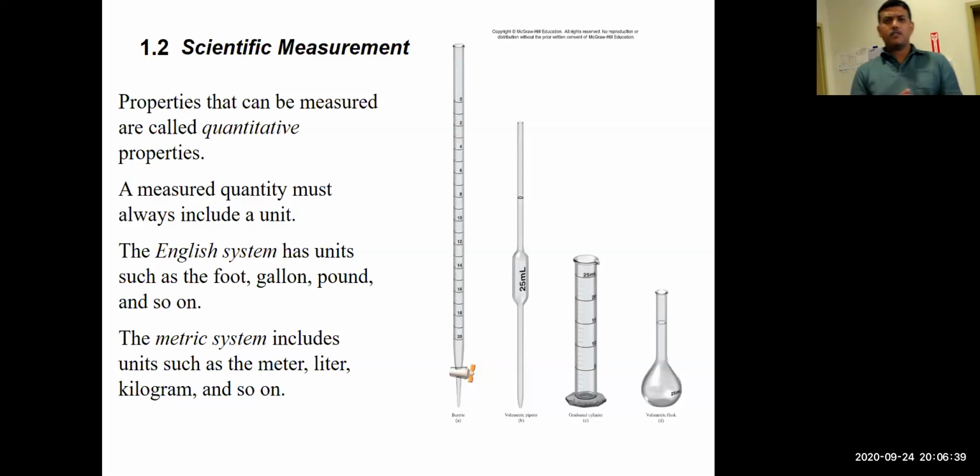Hello, this is part 2 of the chapter 1 lecture, where we are going to discuss scientific measurement and what type of units we use for different types of measurements for matter. We are also going to discuss a little bit about temperature and derived units such as volume and density towards the end of this lecture. So let's briefly discuss why there is a need for scientific measurement.